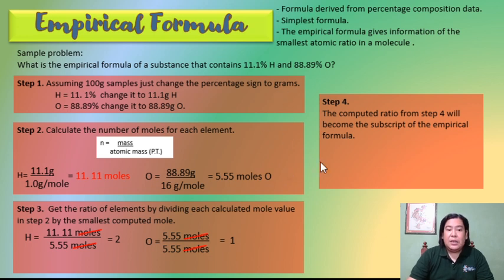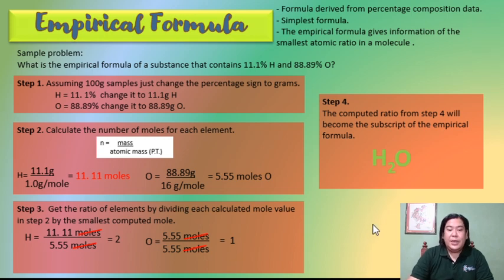formula. So the first element is hydrogen, and then you will write the ratio or the subscript computed from step 3, which is 2, and then next is oxygen, and then you will write 1. Kahit hindi na isulat ang 1 kasi we all know that understood na yan, kung walang subscript is already 1. So this is the derived empirical formula of the unknown substance given its percentage elemental composition.